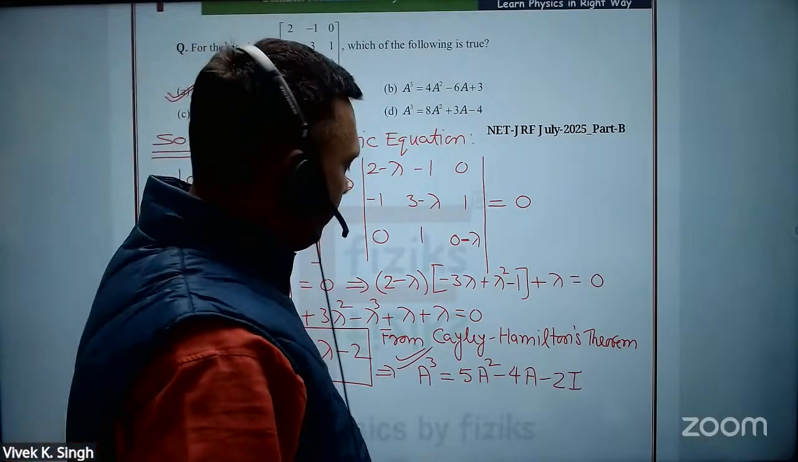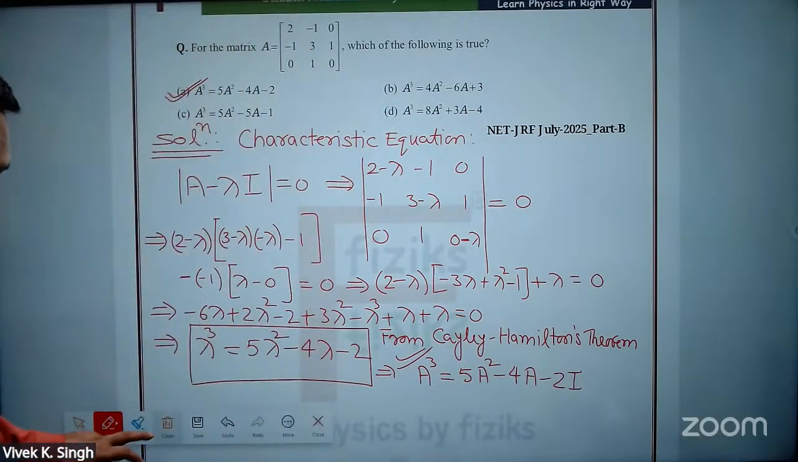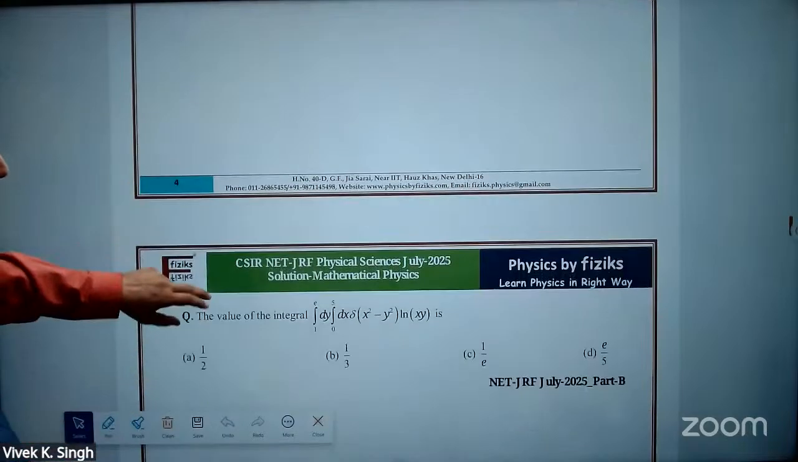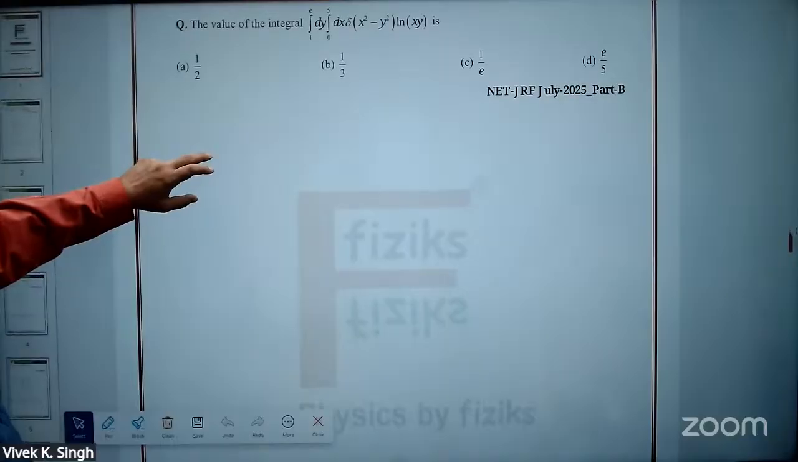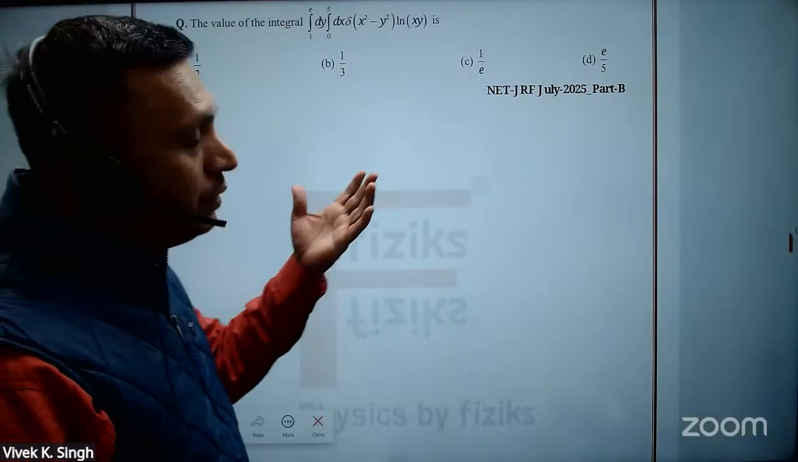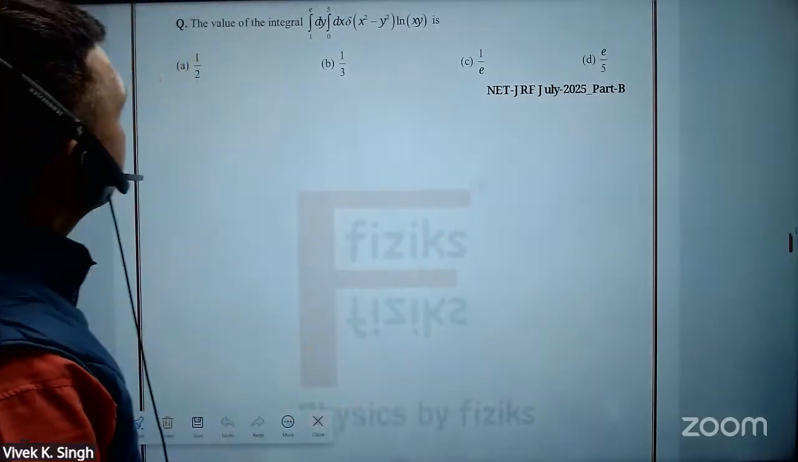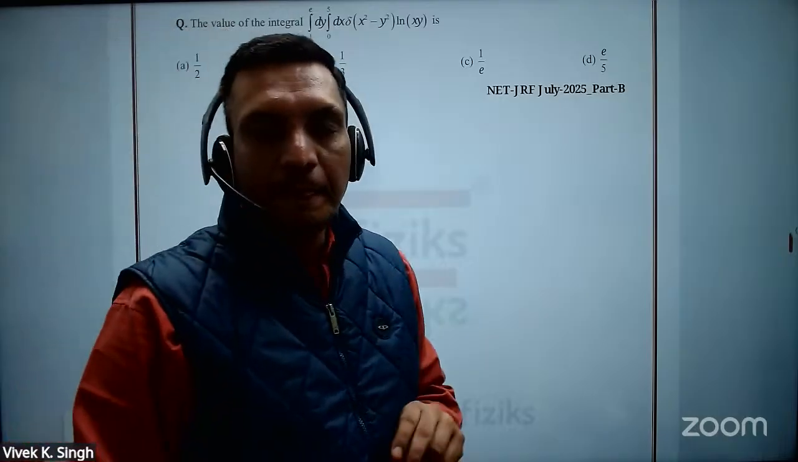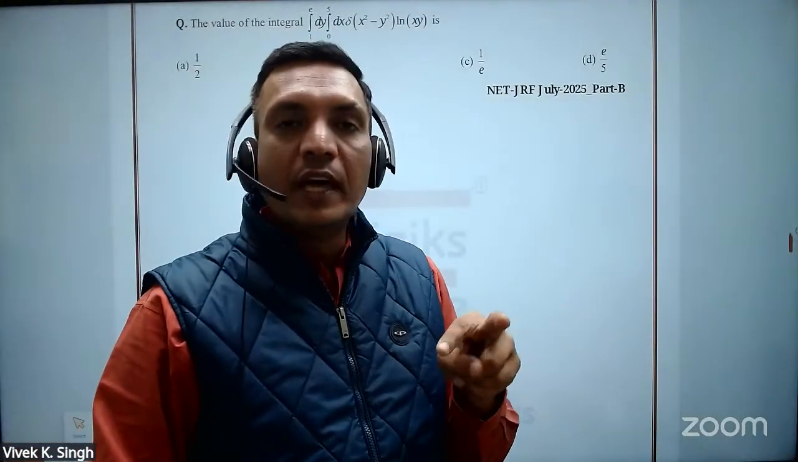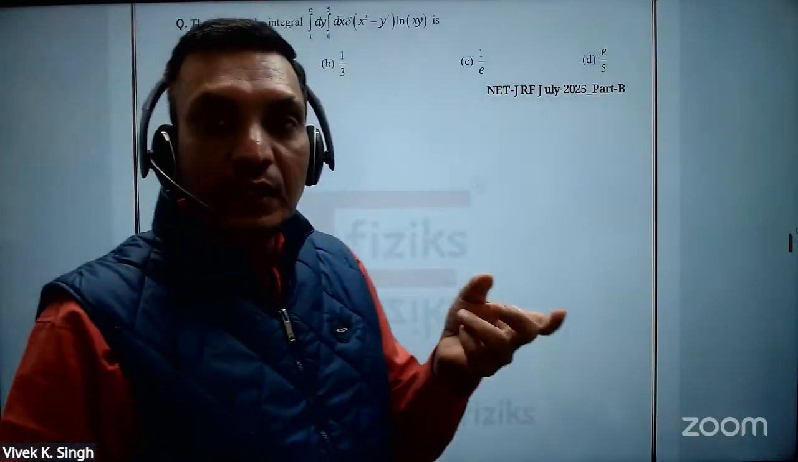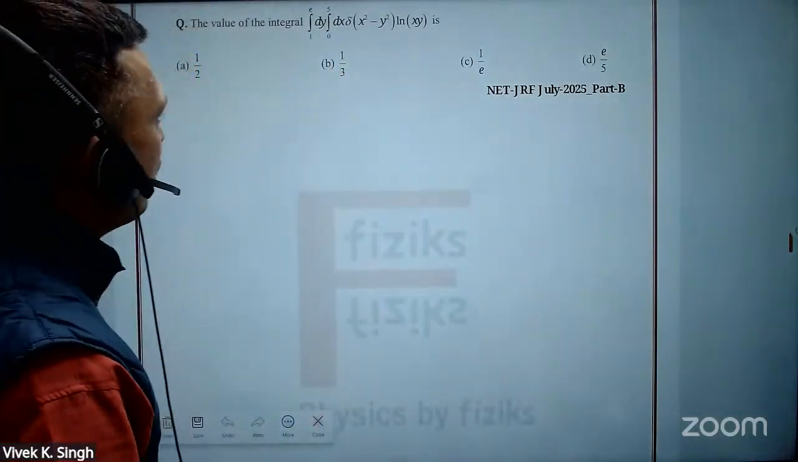Clear? So now we will see the next question. So let's see. If you see this question, it's based on the Dirac delta function, and there are two variables, x and y. So it's an application of the Dirac delta function in 2 dimensions. Let's see how we'll solve this question.